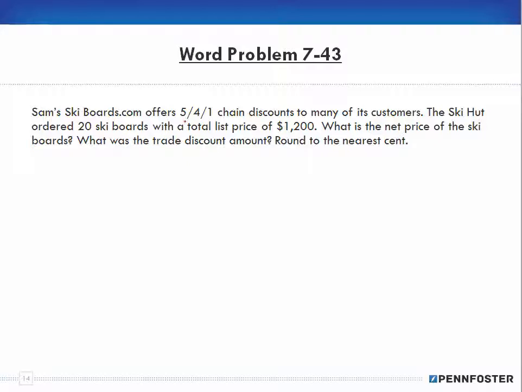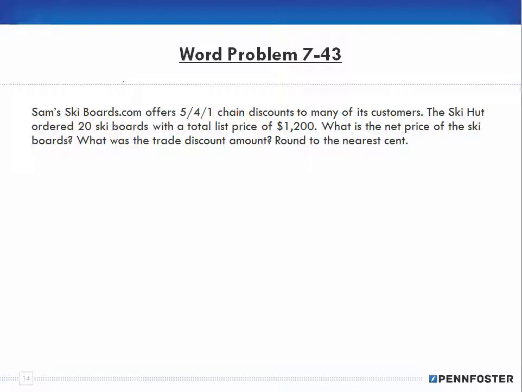samskiboards.com offers a 5-for-1 chain discount to many of its customers. The ski hut ordered 20 ski boards with a total list price of $1,200. What is the net price of the ski boards? What was the trade discount amount?